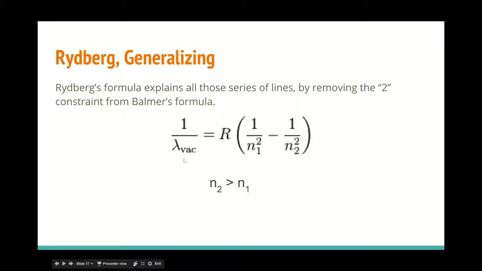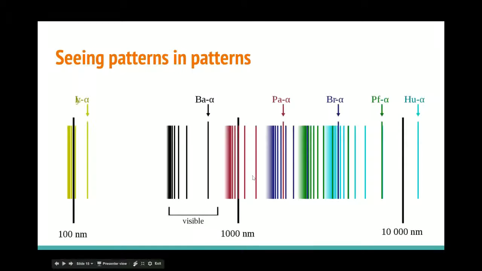And thus, 1 over lambda, it's called the wave number. It's kind of like frequency. This is the Rydberg constant. Again, it's just a number to make the math work out. And then 1 over n1 squared minus 1 over n2 squared. And all that matters is that n2 is greater than n1. So you could have 2 and 1, 3 and 1, 3 and 2, 4 and 3, anything like that. And when you use this formula that Rydberg used, you will not just get Balmer's series, you will get all of these. So that was a pretty big deal, a pretty big breakthrough.